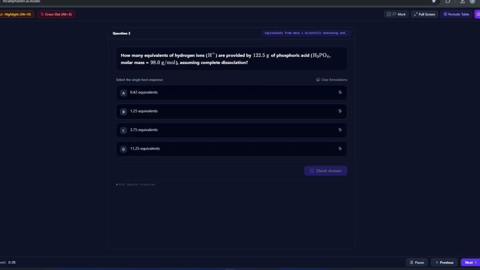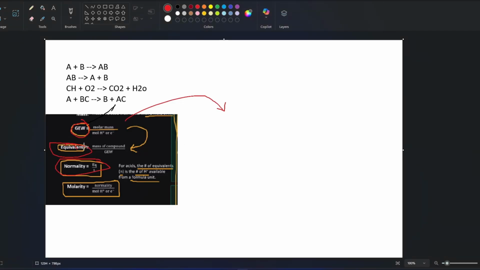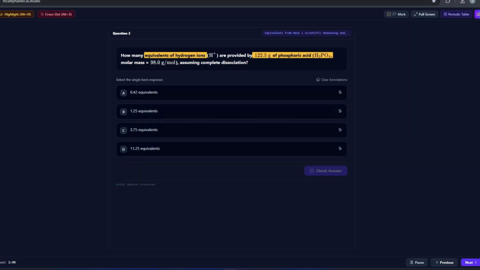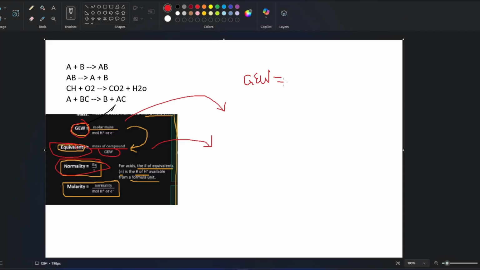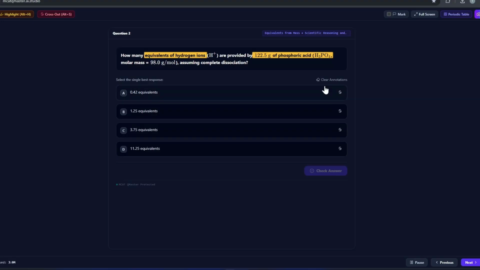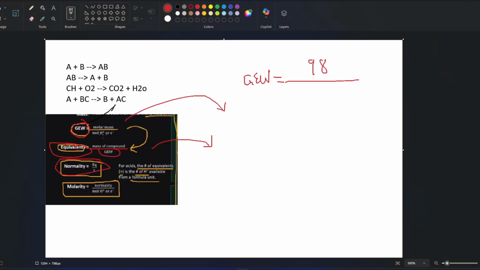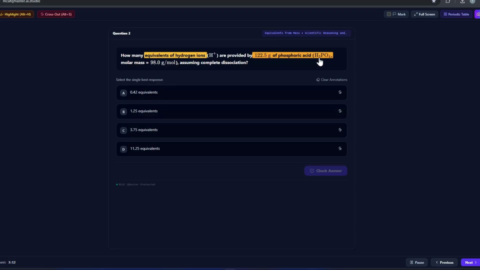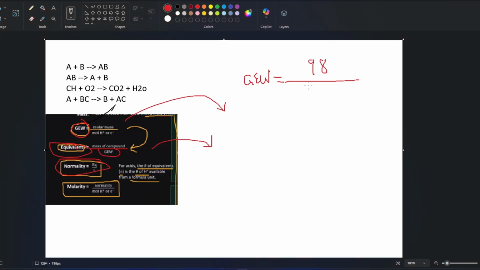Now we're learning about how many equivalents of hydrogen ions are provided by 12 grams of phosphoric acid, assuming complete dissociation. So we're looking for equivalents of hydrogen ions. Now we need to look for some sort of equivalence formula. Here we have it. It is the mass of the compound over GEW. So first things first, we have to find the GEW. So GEW is 122.5 grams. No, it's not. It's the molar mass. So the molar mass is 98. And for the GEW, we're looking for the mole H+. There's 3 of them. So 3.